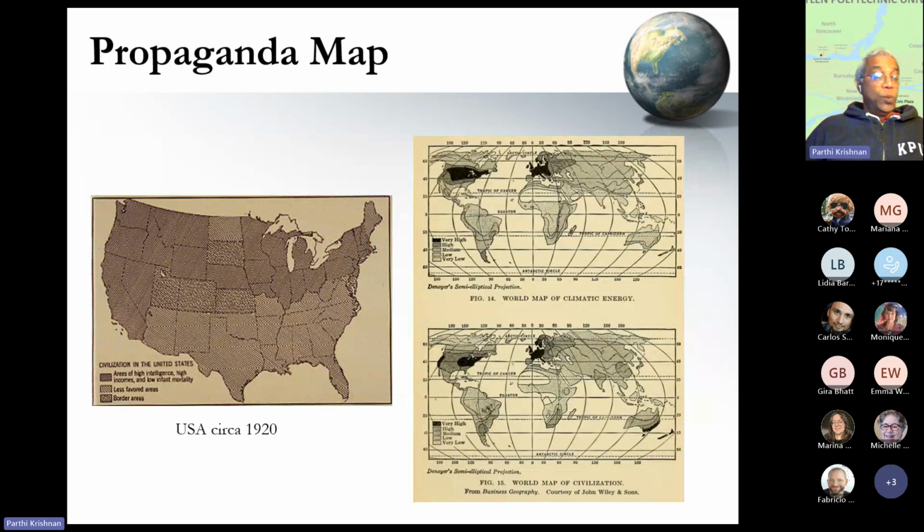So I'm using two examples here. The first example shows you how, circa 1920, the common thinking about civilizations in the USA showed where the areas of high intelligence, high income, and low infant mortality are located, whereas less favored areas are found in the south. So the idea being that somehow the richer, more affluent, well-to-do people tend to live in the north as opposed to the poorer people living in the south.